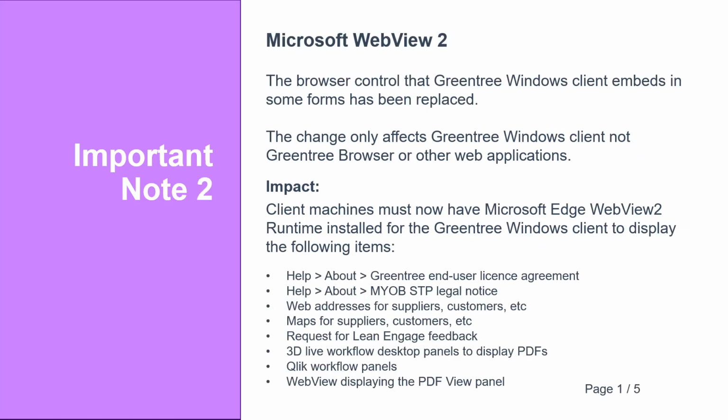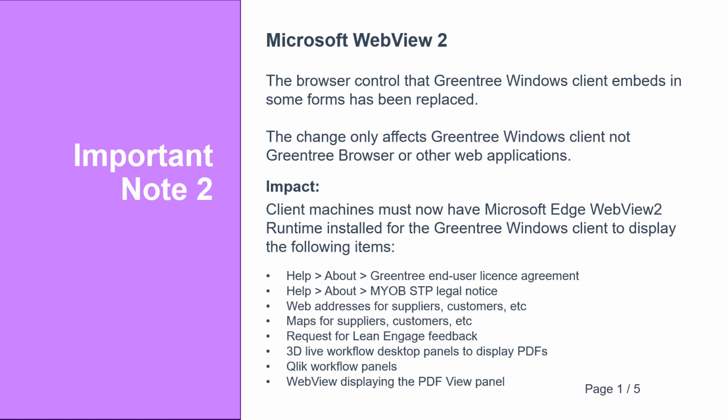The browser control that Greentree Windows Client embeds in some forms has been replaced. The replacement uses the same WebView 2 component used by the Microsoft Edge browser. The change removes a dependency on older, deprecated Microsoft components and provides Greentree with greater security. The change affects only Greentree Windows Client, not Greentree Browser Client or other web applications.